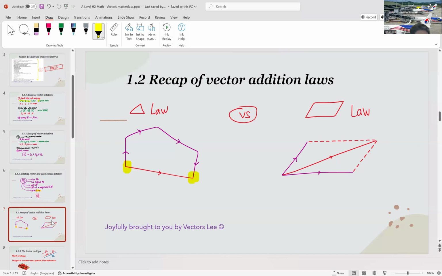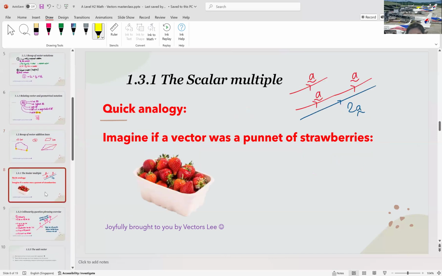Now, what's more important here is the scalar multiple. Okay, this scalar multiple, I'm going to go through very, very slowly because I want you all to have a very solid foundation on what the scalar multiple even means. It's going to be very common in the applications of vectors that come by later. Okay, so imagine that you have a vector A.